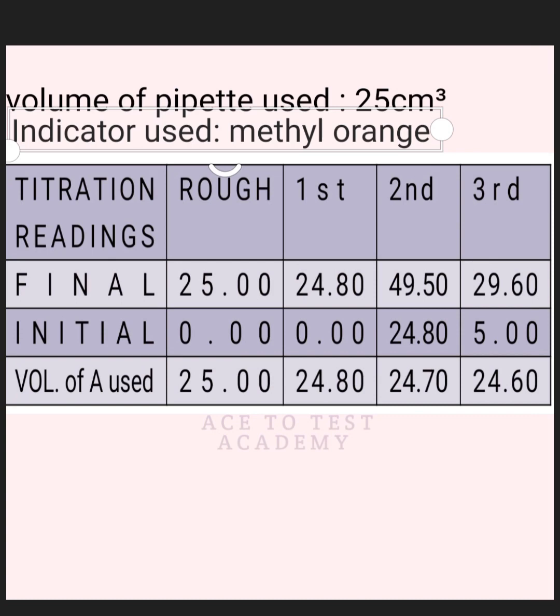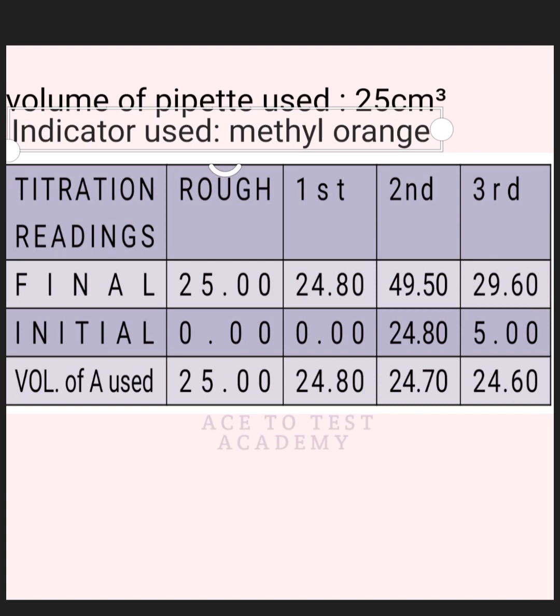You're expected to get something close to your teacher's end point. For me now, assuming the end point of the teacher is 24.7, if I got 24.6, it's still correct. If I got 24.5, still correct. And if I get 24.8 or 24.9, it's still correct.